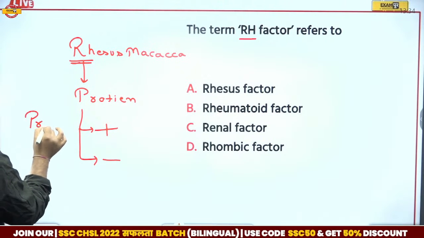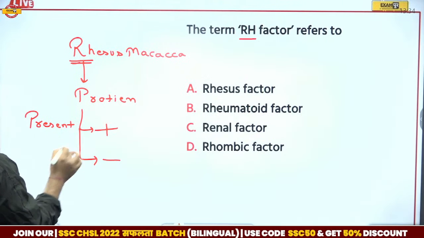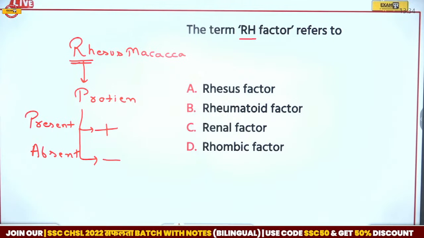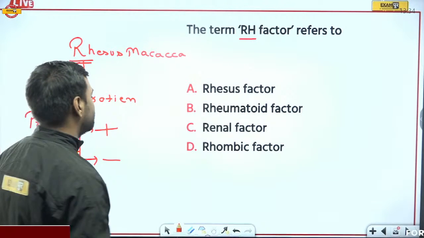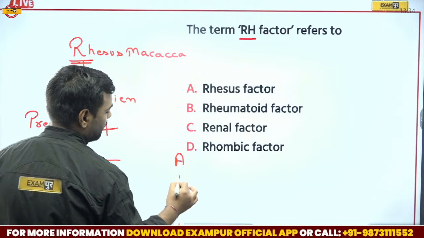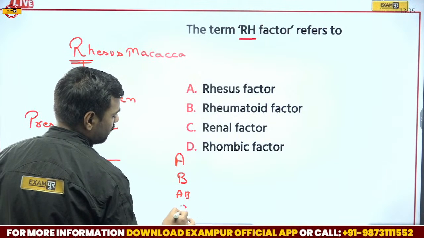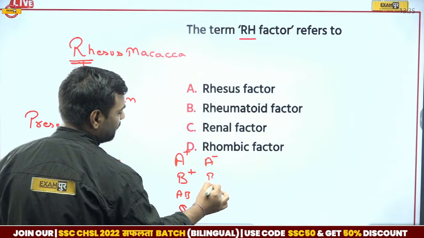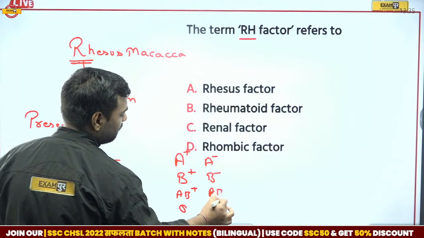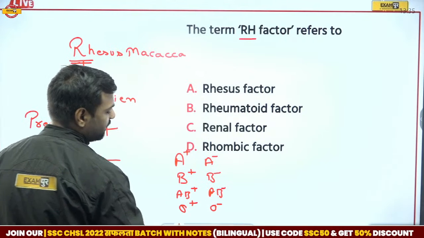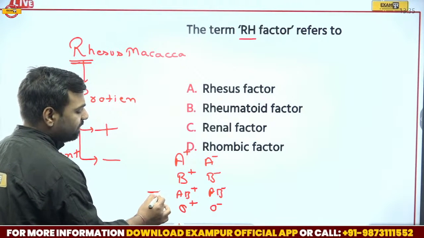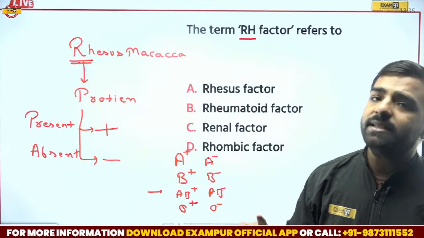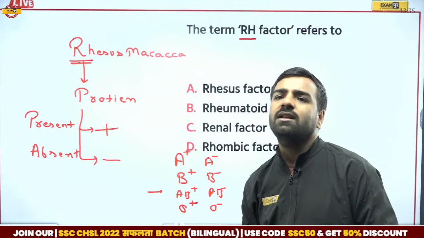So I'll write it here as well. If it is present, we are positive. If it is absent, then we are considered negative. And hence the blood groups A, B, AB and O, we can say it may be A positive, A negative, B positive, B negative, AB positive, AB negative, or O positive and O negative, where AB is universal recipient and O is universal donor.